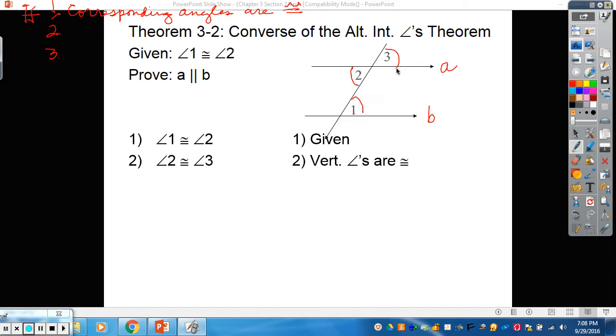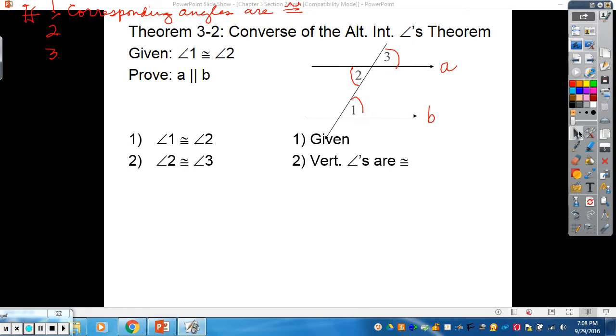Okay? Now, the next step in any proof is to look back at what you already have and see if there's anything that we can derive from what we already have. So I know angle 1 is congruent to angle 2. I know angle 2 is congruent to angle 3, so what do we then know? Well, I hope that you're thinking, I know angle 1 is congruent to angle 3 by the transitive property. Okay, the transitive property there.